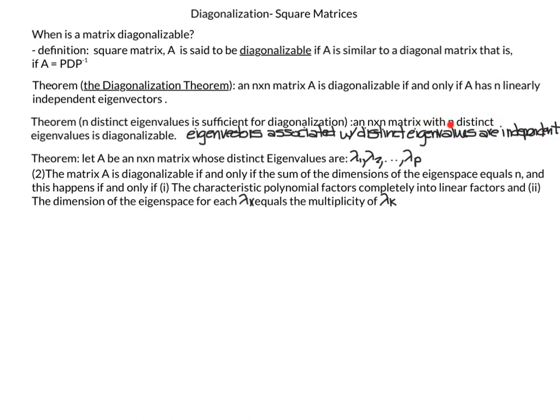So it's kind of the same thing, except it's a way of not having to verify linear independence because you have distinct eigenvalues. This last theorem then says what to do if you don't have distinct eigenvalues. If you have p eigenvalues and p is less than n, then the matrix is diagonalizable if and only if the sum of the dimensions of the eigenspaces equals n, and we had an example of that.